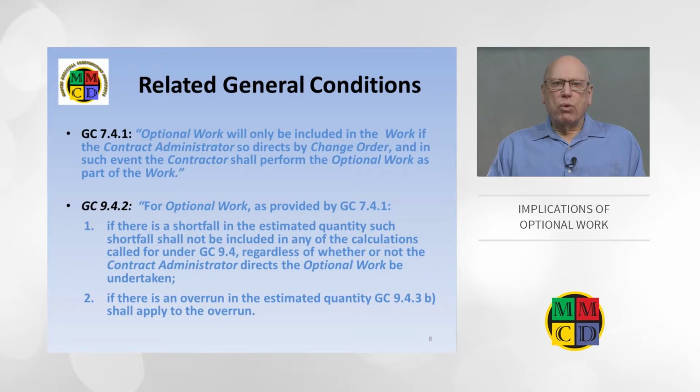Note, however, that once an optional work item has been activated and has overrun its tender quantity by more than the threshold variance percentage, it becomes just like any other work item and is available for quantity variation price negotiations.